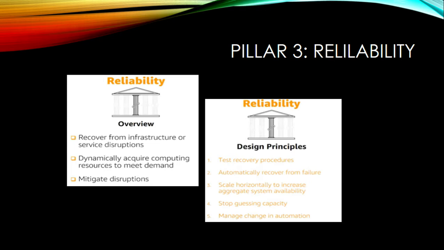The last one is about manage change in automation. So changes to your infrastructure should be done using automation. Now the changes that need to be managed are the changes to the automation configuration, and it should not be a human intervention.